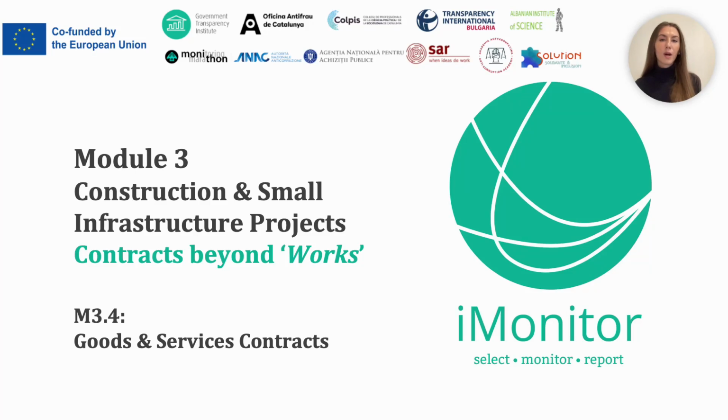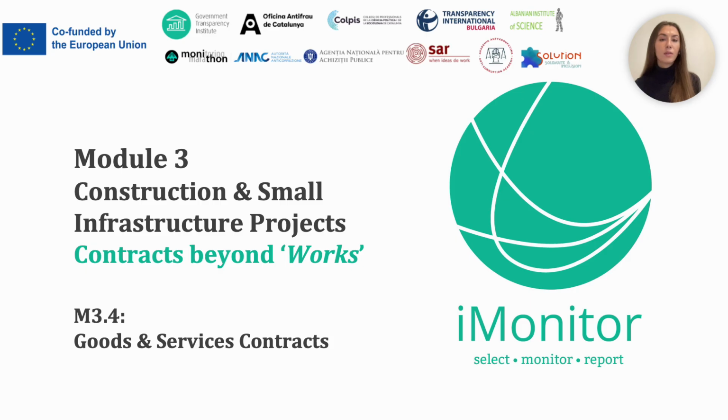Welcome back to the final part of our 4-part series for Module 3. In the first 3 parts, we stayed inside our high-risk playground, focusing on works and small infrastructure projects. We learned how to use the reporting template tool to spot 3 main corruption schemes in construction: unjustified contract changes or scope creep, substandard or undelivered works compared to payments, and irregular or phantom subcontracting.